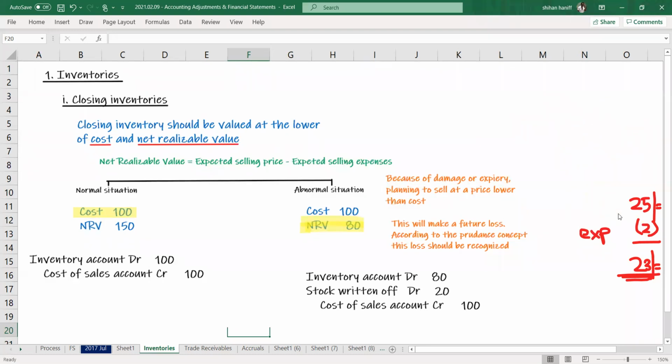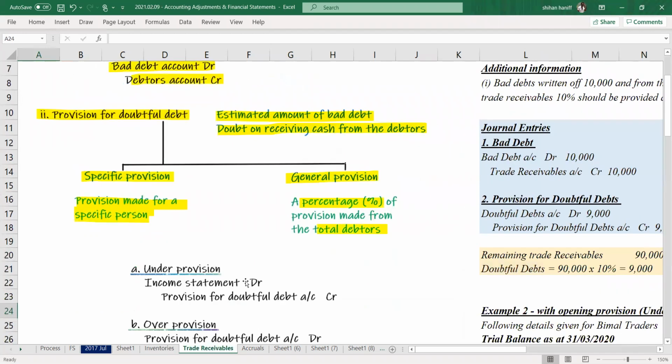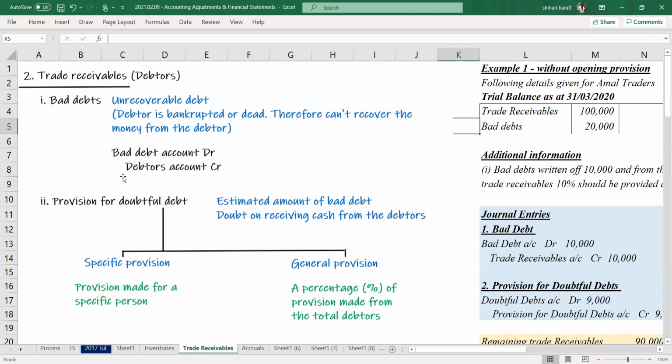Next, I'm going to explain the debtors, trade receivable adjustment. Trade receivables. So this is very important. Right, so I already roughly explained trade receivables. I'll go through it again.